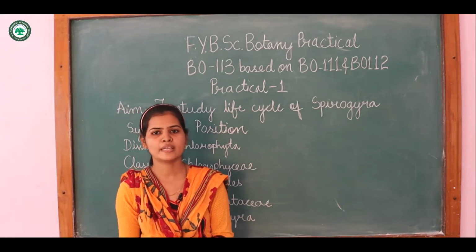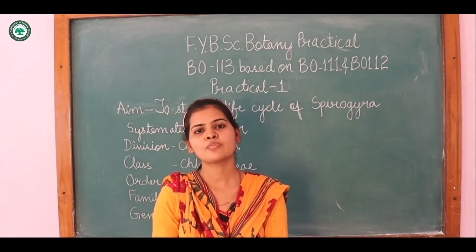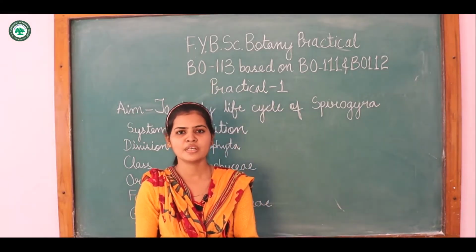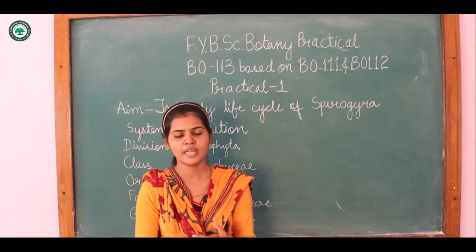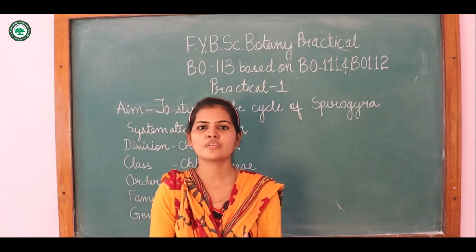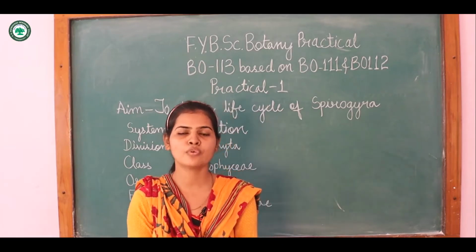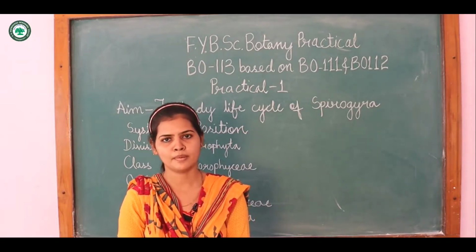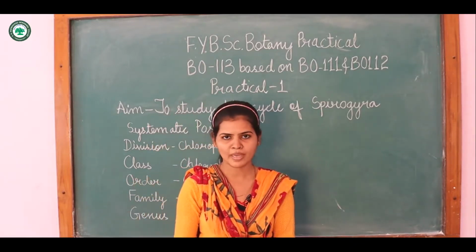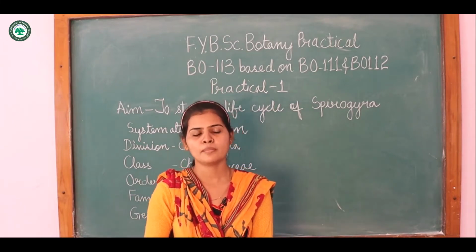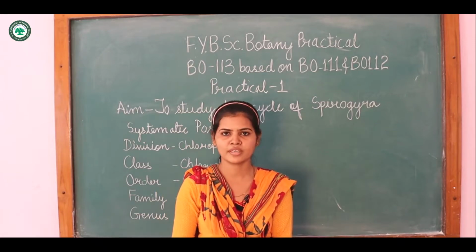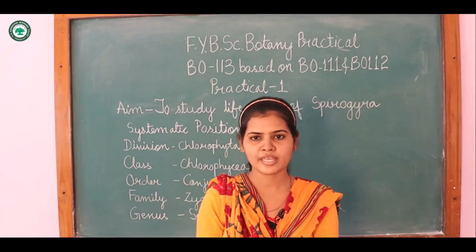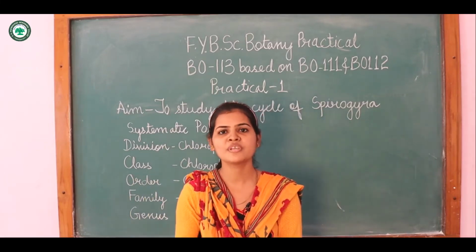Now this Spirogyra is a free living alga. It mostly lives in fresh water like ditches, rivers, and all types of fresh water. It is a filamentous alga which lives freely floating on the surface of fresh water, so it is also called pond scum. There are different species of Spirogyra found in India. About 23 species are found in India, such as Spirogyra cylindricum and Spirogyra variabilis.